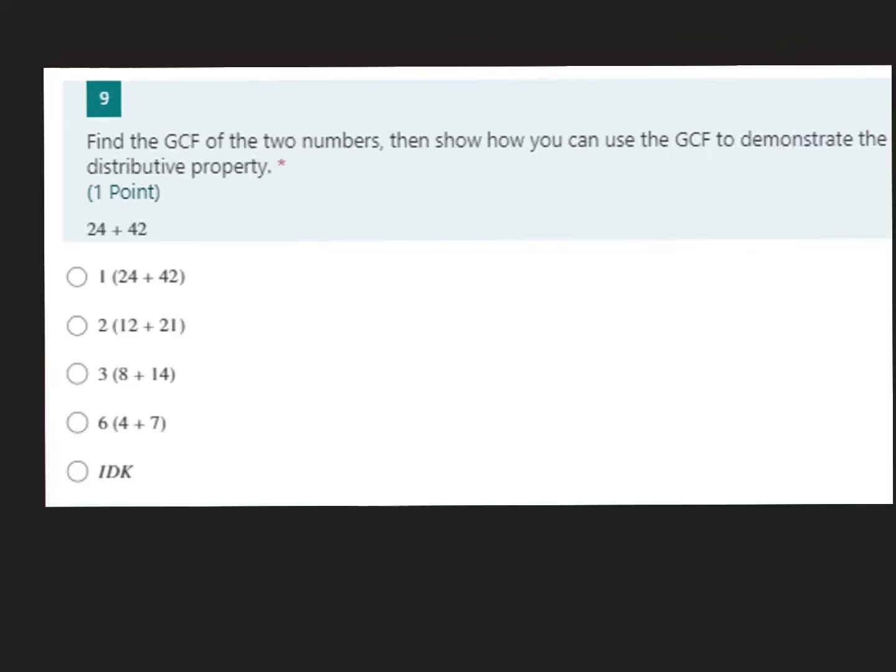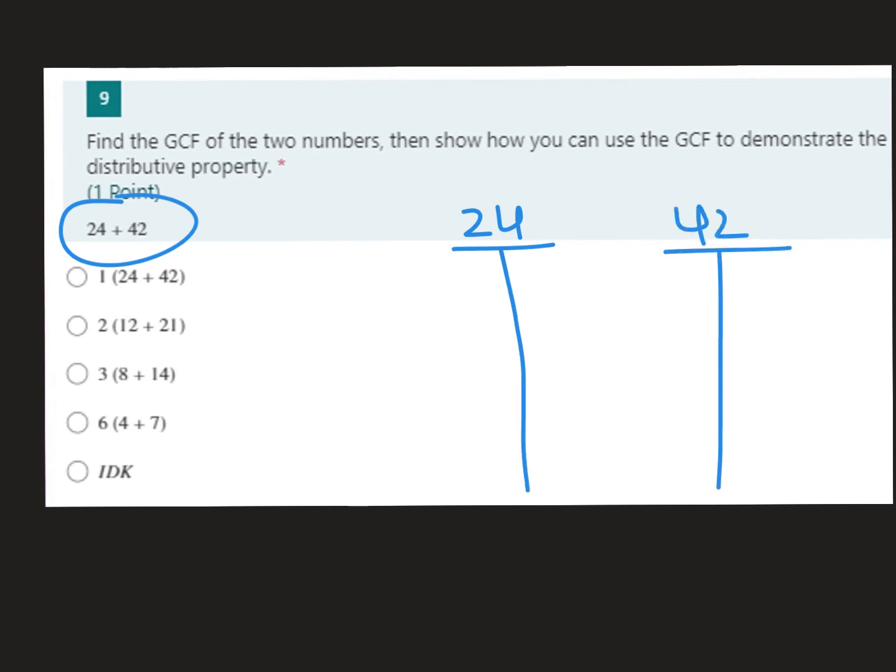Last one, find the GCF of the two numbers, then show how you can use the GCF to demonstrate the distributive property. First step here is to find the GCF. So we have our two numbers, 24 and 42. In order to find the GCF, the greatest common factor, we have to list all of our factors of both.